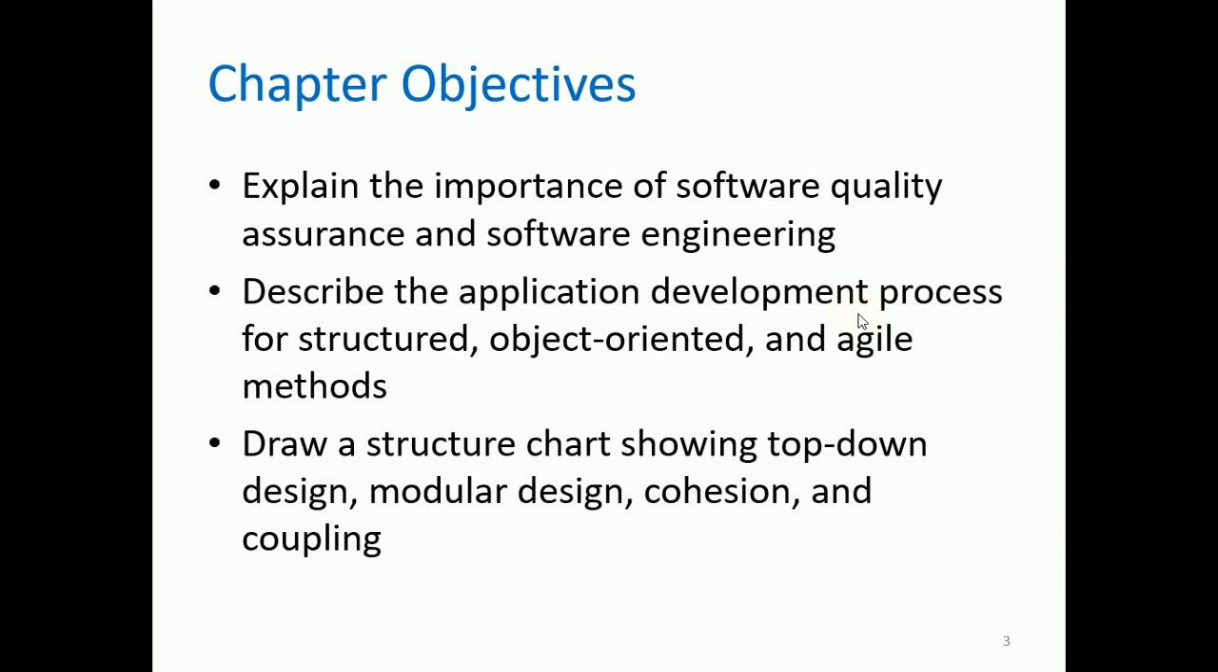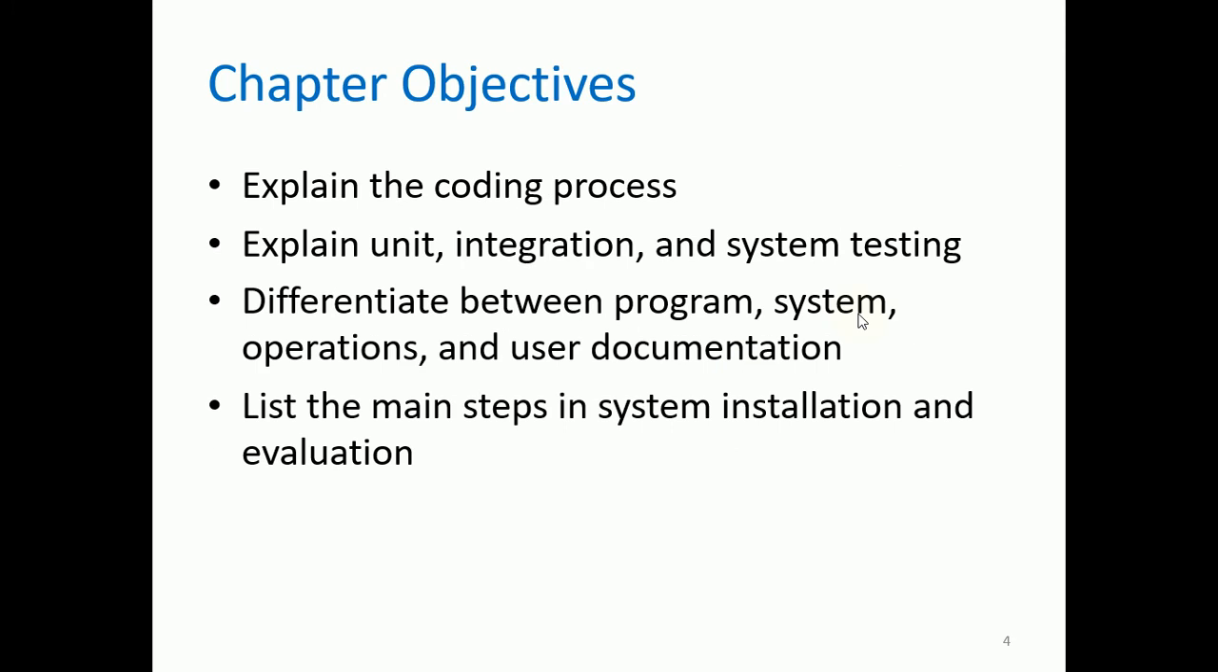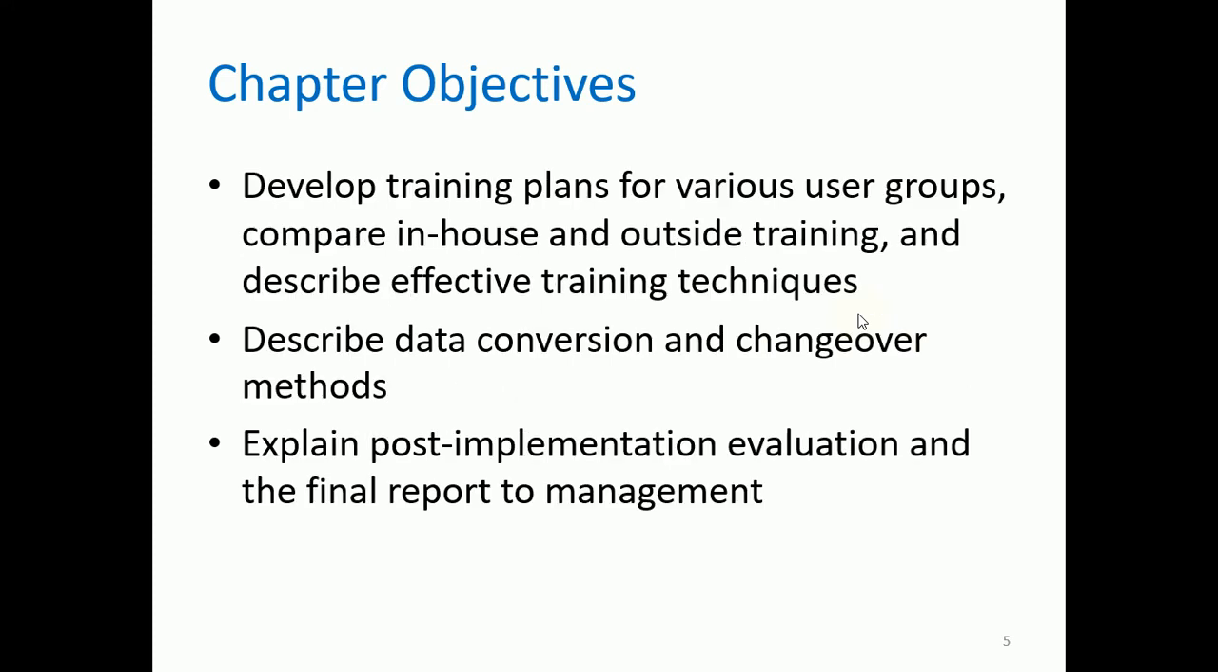And for the chapter objectives, we have: explain the importance of software quality assurance and software engineering. Describe the application development process for structured, object-oriented, and agile methods. Draw a structure chart showing top-down design, modular design, cohesion, and coupling. Explain the coding process, explain unit, integration, and system testing, differentiate between program, system operations, and user documentation, list the main steps in system installation and evaluation.